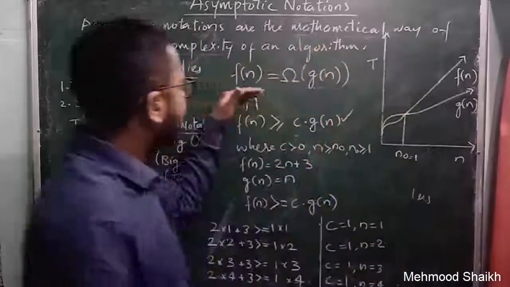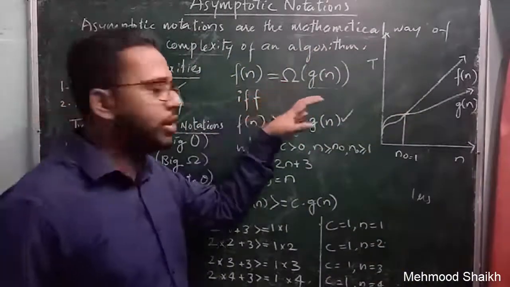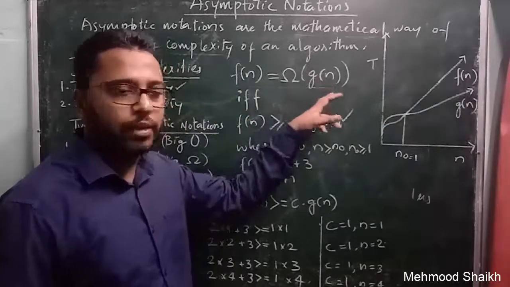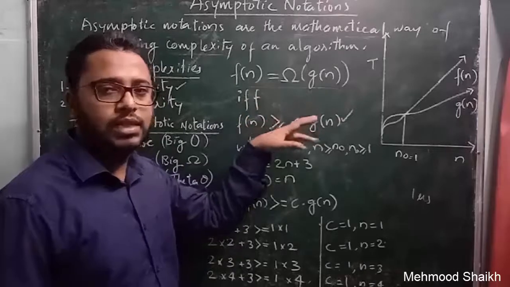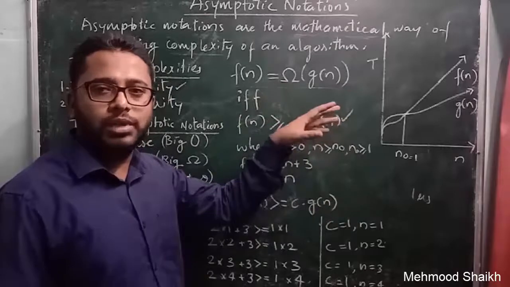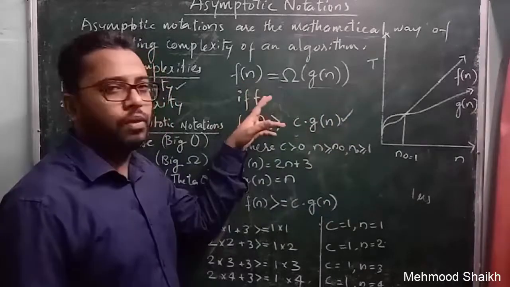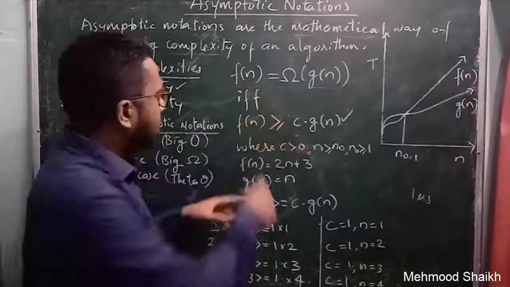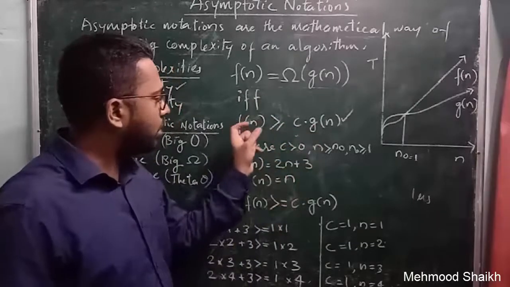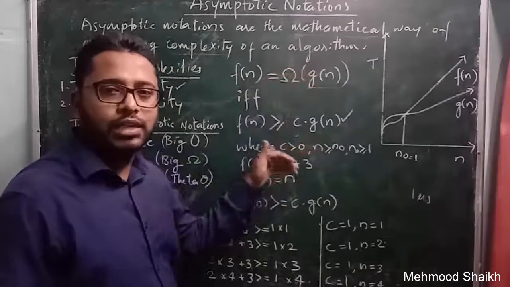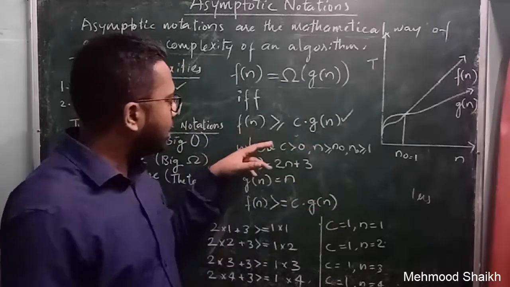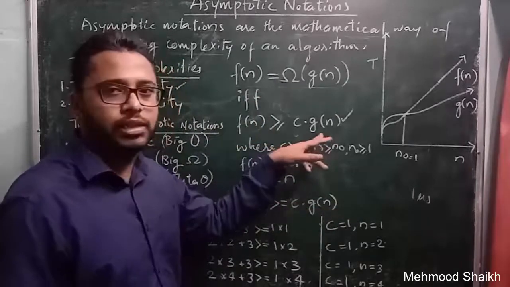Here I have written the mathematical expression as function f of n is equal to big omega of function g of n. With this expression, what we are trying to say is that the function g of n will always be on the lower bound, always below the function f of n, if and only if function f of n is greater than c dot g of n. The function f of n will be higher than the function g of n, and this function g of n will always be on the lower bound. The function f of n will never come below this function g of n.